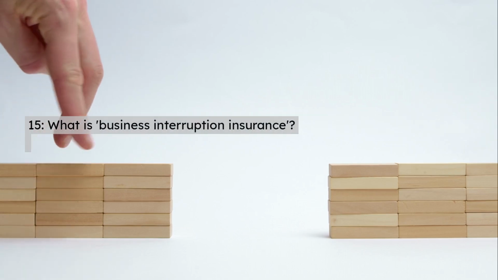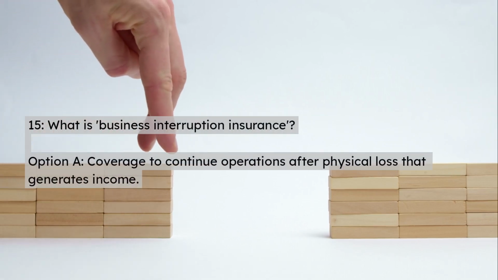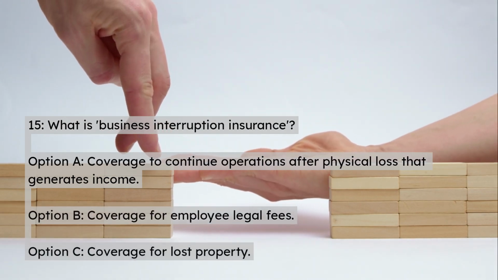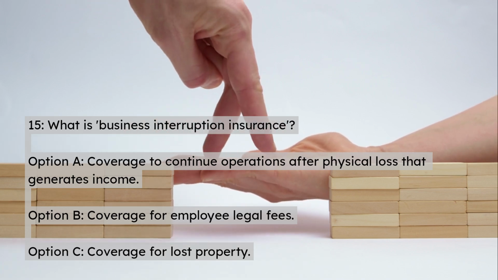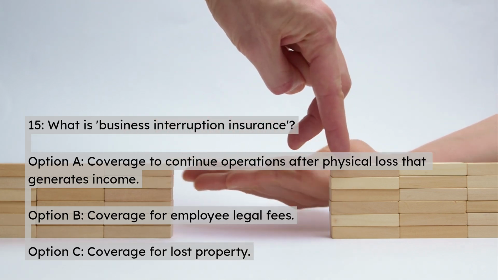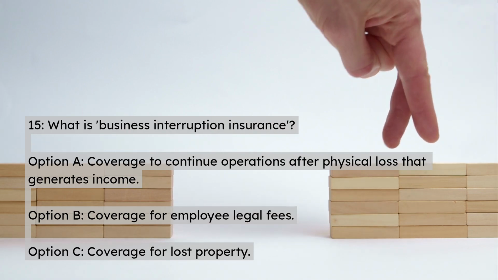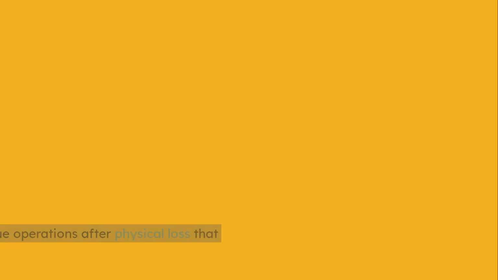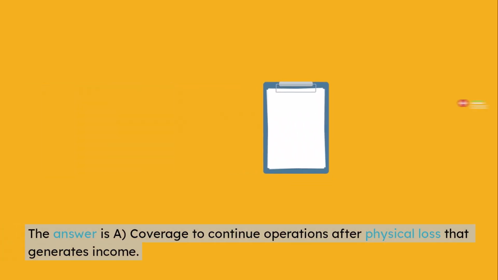15. What is business interruption insurance? Option A, coverage to continue operations after physical loss that generates income. Option B, coverage for employee legal fees. Option C, coverage for lost property. The answer is A, coverage to continue operations after physical loss that generates income.